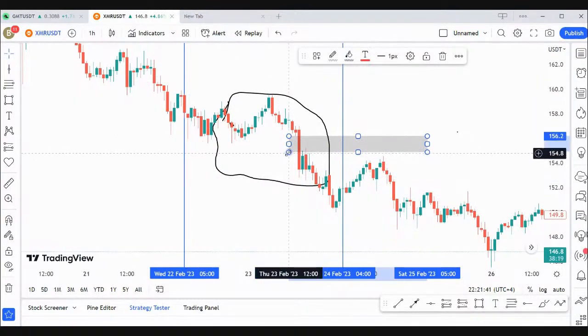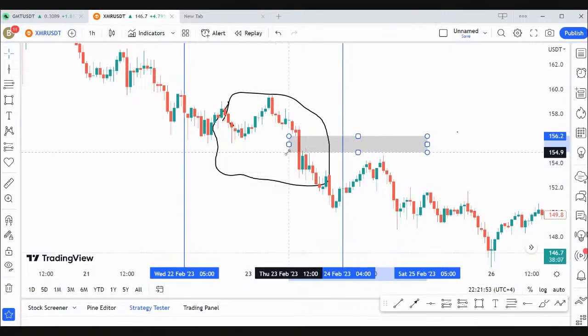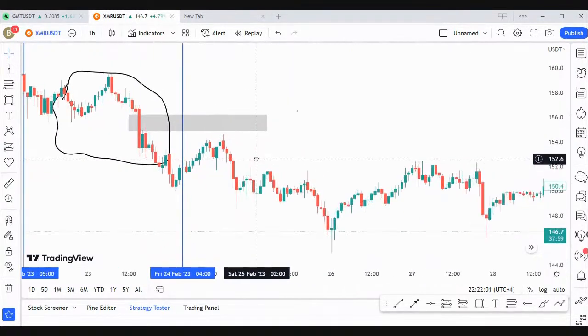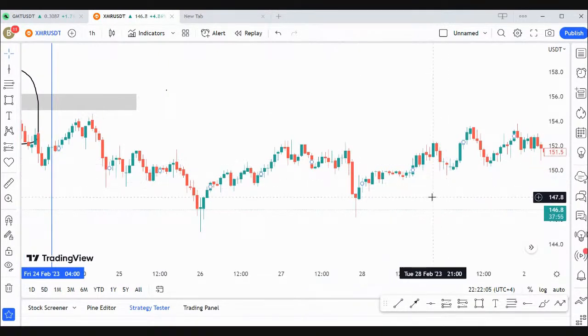Sometimes if you want to place it, you can also place it at the closing area of this last green candle after the imbalance candle. So this area and this area, this is the imbalance, and this is where price does come back to fill up and continue the sell.